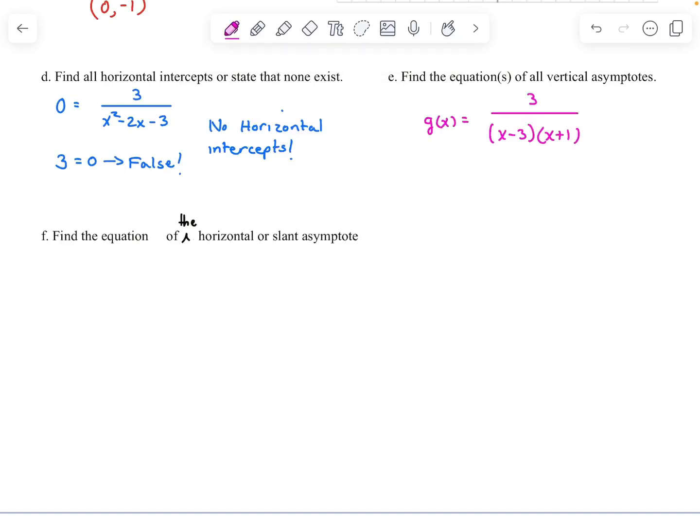Part E. Find the equation or equations of all vertical asymptotes. Since g of x is in lowest terms, all the values of x that were excluded from the domain are the location of vertical asymptotes. Their equations are x is equal to 3 and x is equal to negative 1.